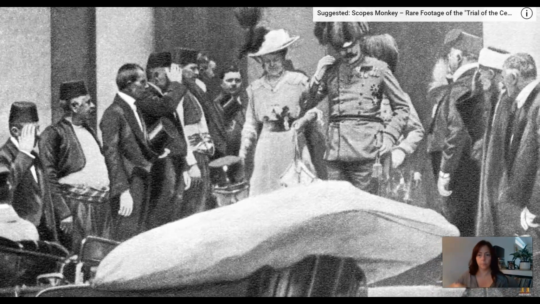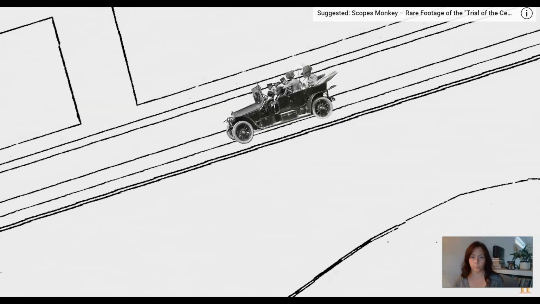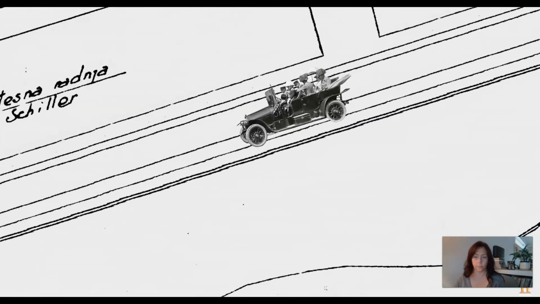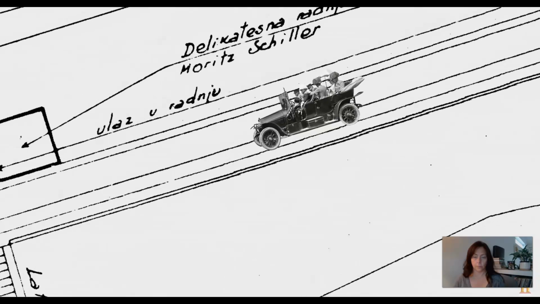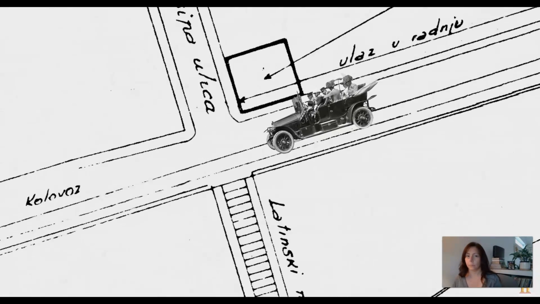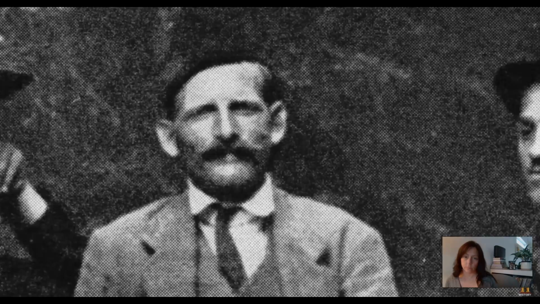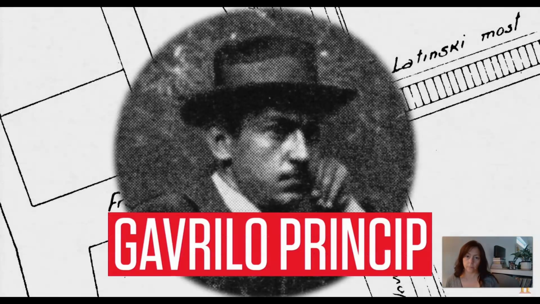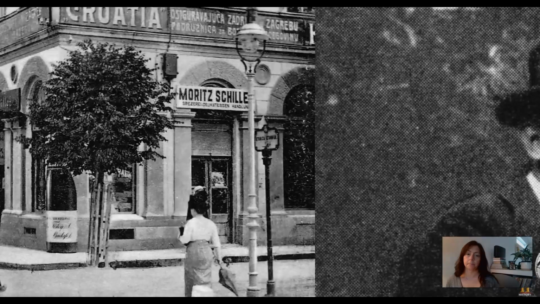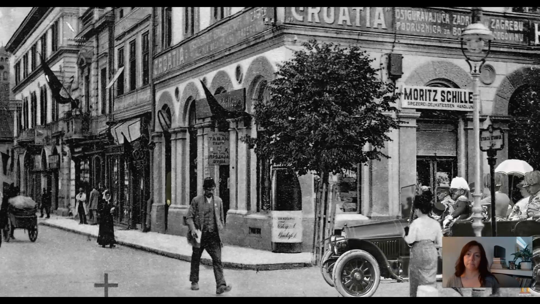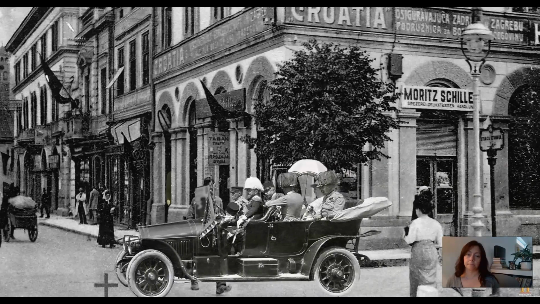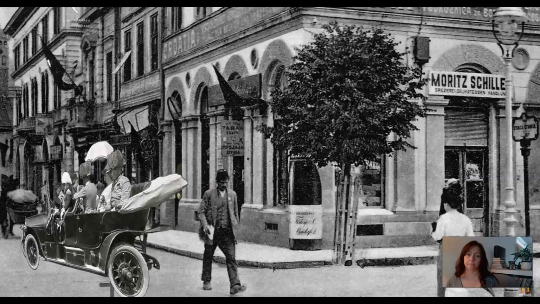He gets back into the car with his wife and has Leopold drive off to the hospital. In all fairness to Leopold, he didn't know the exact route. No map, no GPS. He made a mistake and turned onto the wrong street. Unfortunately for Leopold and the rest of Europe, this was the street where Gavrilo Princip, one of the co-conspirators of the earlier assassination attempt, happened to be having a drink. Princip can't believe his luck. He has an opportunity to finish out what he started earlier that day.